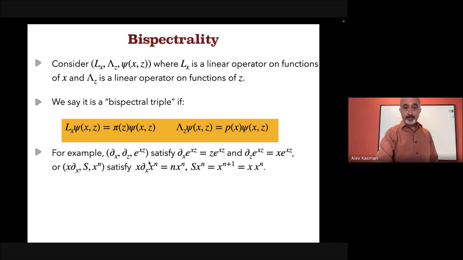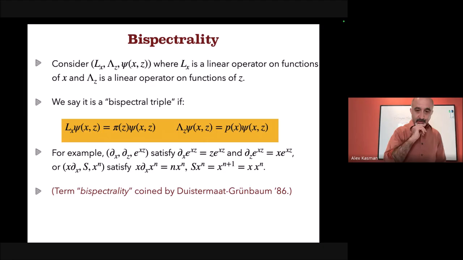A couple of easy examples. E to the xz is an eigenfunction for differentiation in X with eigenvalue Z, and differentiation in Z with eigenvalue X. So that's a bispectral triple. A more complicated one with a discrete operator: x to the n. If I think of the differential operator x d/dx, then x to the n is an eigenfunction with eigenvalue n. And if S is the shift operator that turns n into n plus 1, then since S applied to x to the n is x to the n plus 1, we could think of S as being an operator in the variable n, which has eigenvalue x. So this is a bispectral triple.